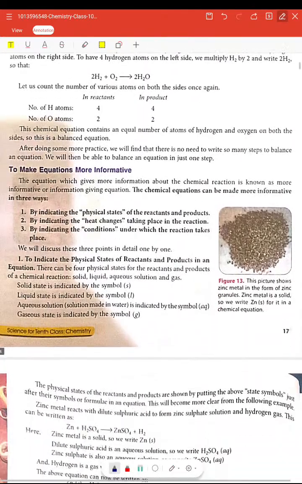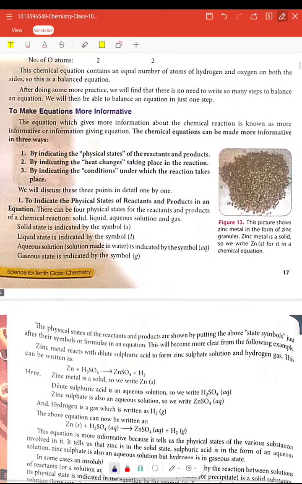Now we will further discuss how an equation will be more informative by indicating the physical state of reactants and products.